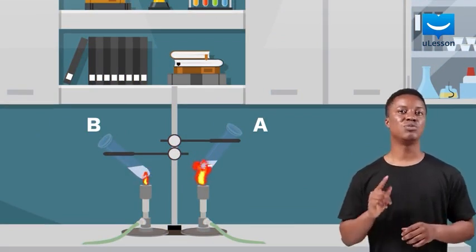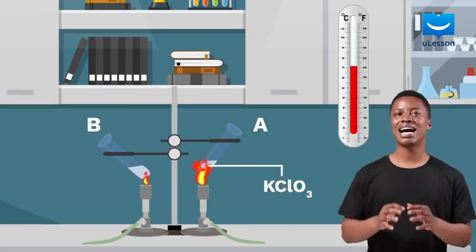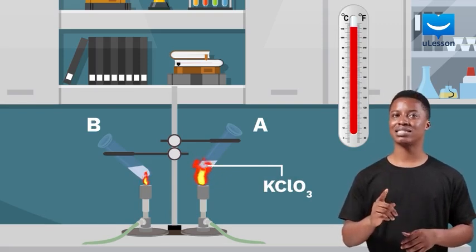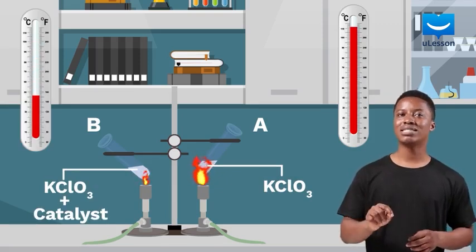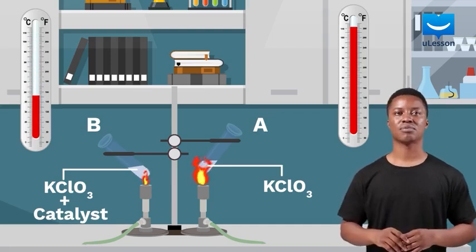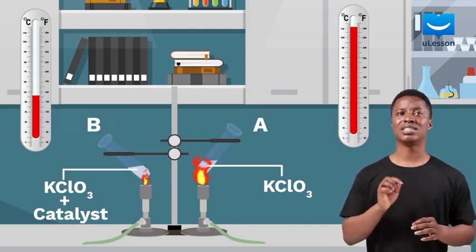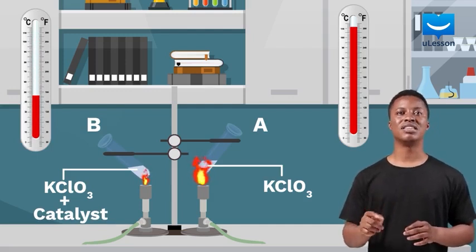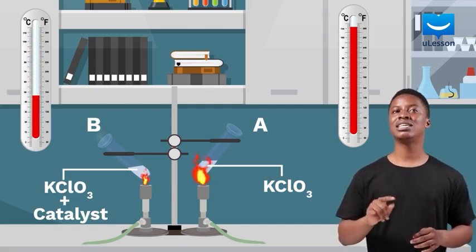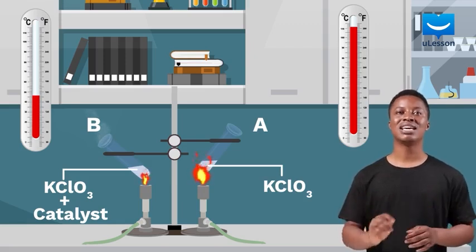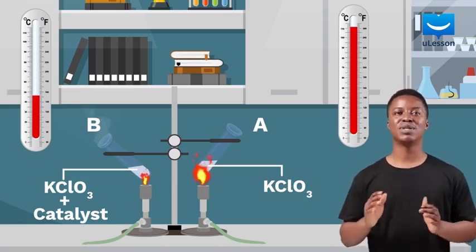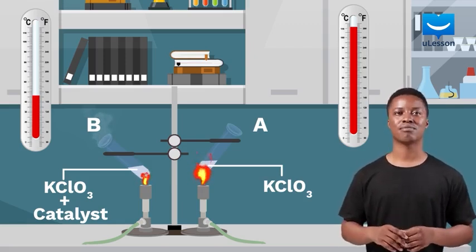The sample in test tube A is heated at high temperature without a catalyst, while the sample in test tube B is heated at lower temperature with a catalyst. During this reaction, you will observe that the sample in test tube B produces oxygen faster even though it is heated at lower temperatures. This experiment clearly shows that a catalyst can speed up the rate of a chemical reaction.